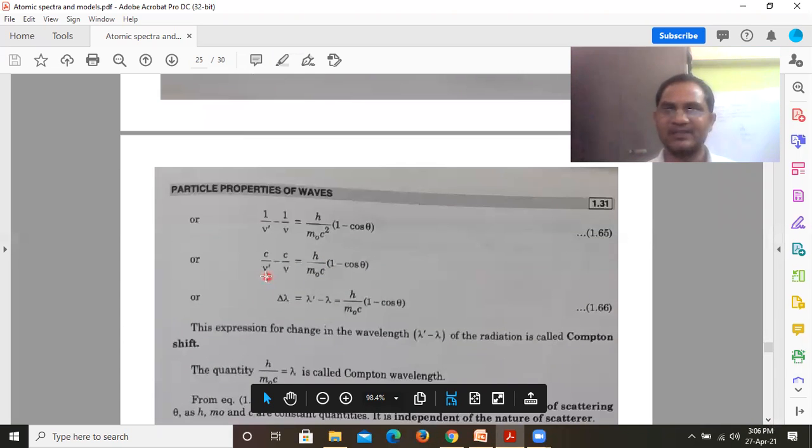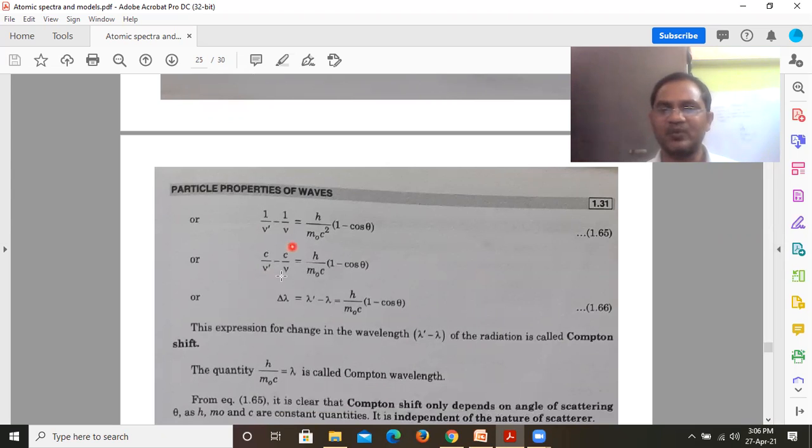c by nu dash, that is the wavelength lambda dash, the wavelength of the scattered photon. c by nu, that is the wavelength of the incident photon, lambda equals c by nu. Hence, lambda dash minus lambda equals the right hand side, h by m naught c into 1 minus cos theta.